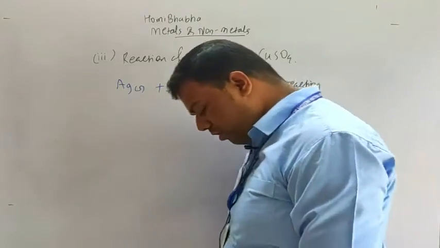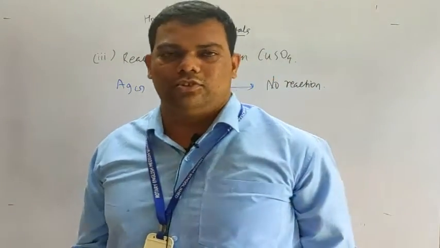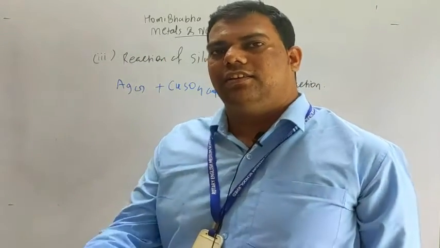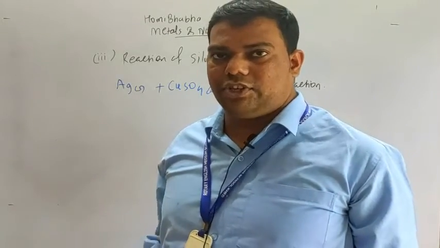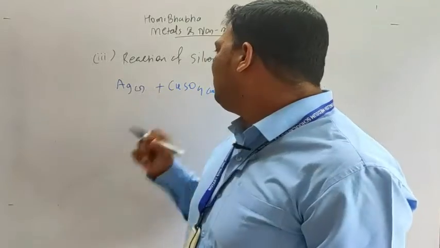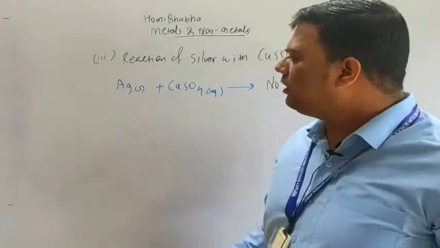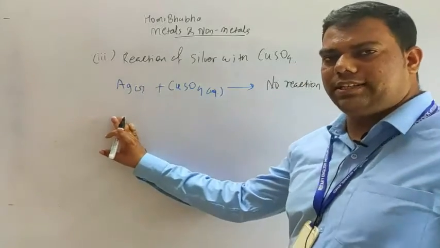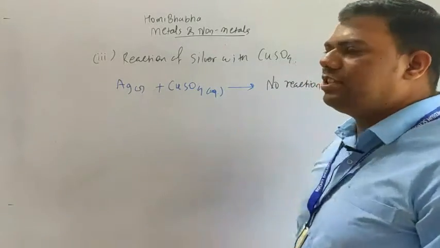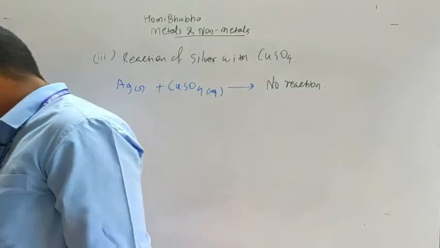First, see our activity series also. In that we can easily visualize that whichever is on the upper side is more reactive. So here silver can't displace your copper, because, as you know, silver is less reactive than copper. We will see some more examples.